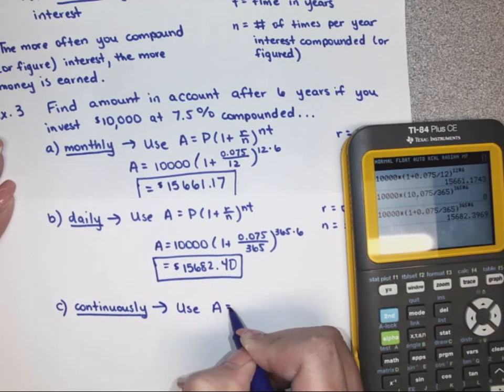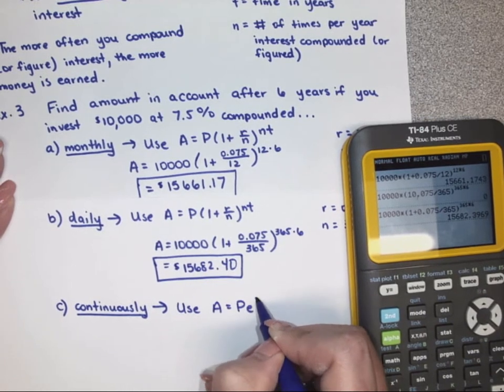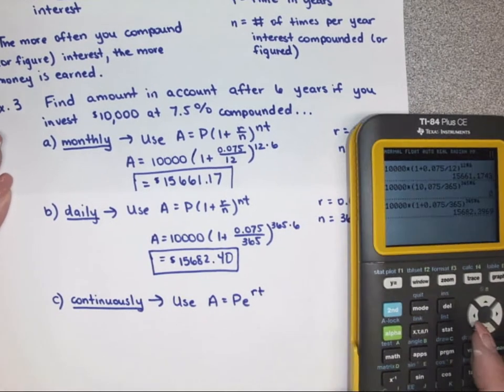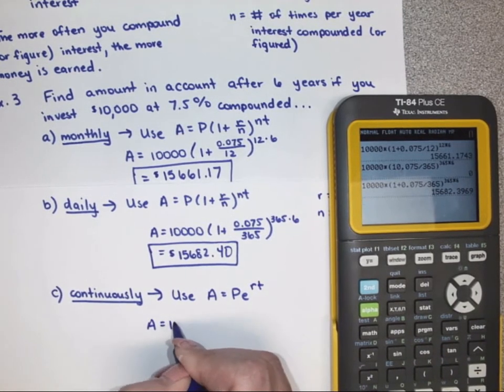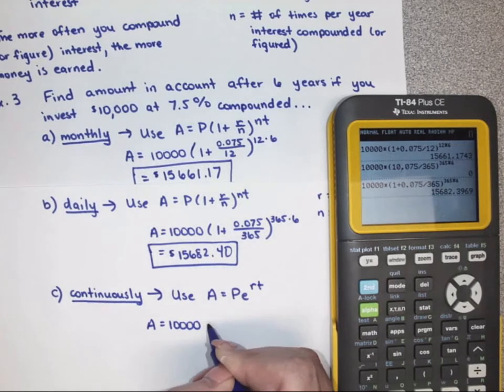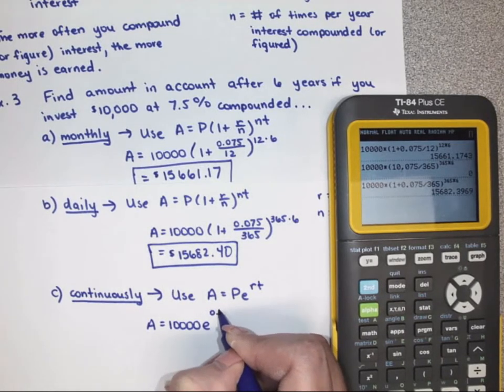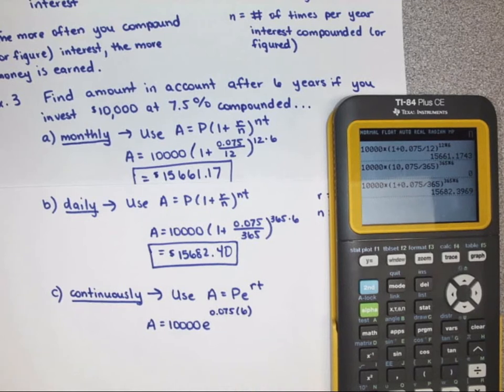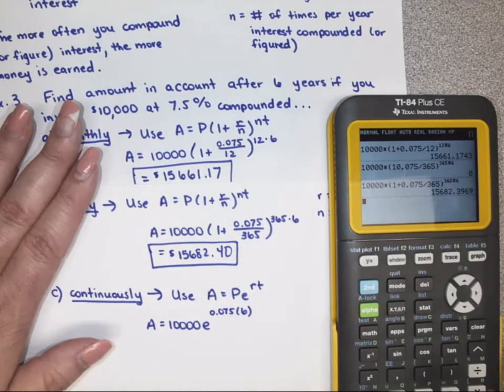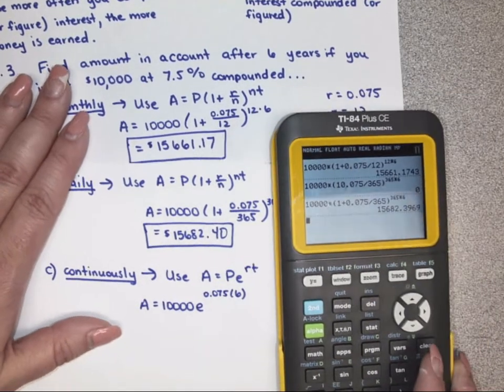The PERT one. So P times E to the RT power. Notice that's a smaller formula. It's actually nicer and quicker to use. So that means I'm going to have A equals the 10,000 and then E raised to the 0.075 times 6 power. So I just wrote parentheses there so that you would know that that's being times by 6.